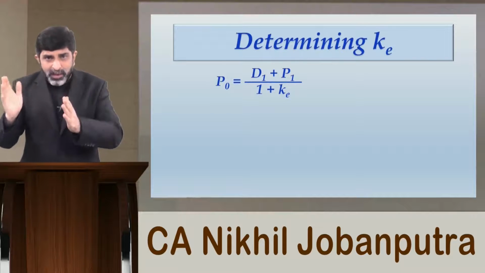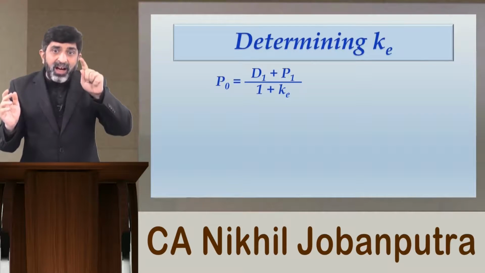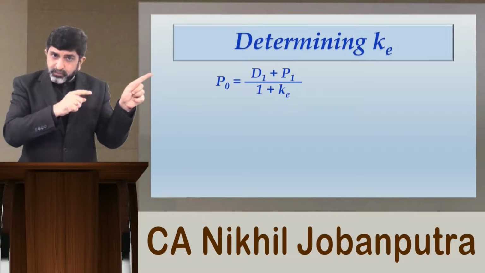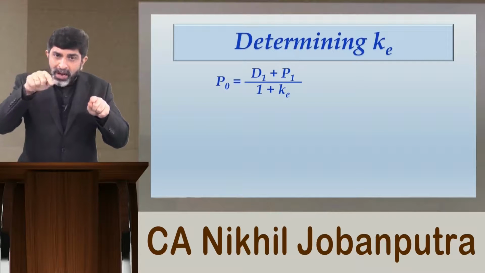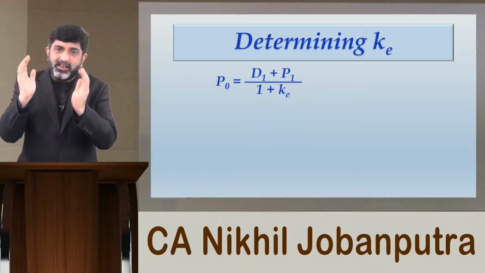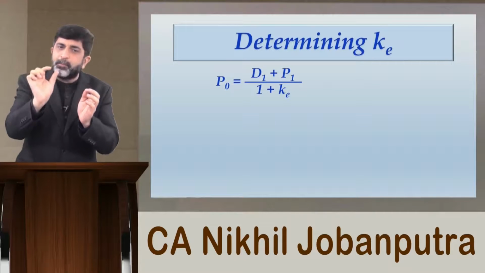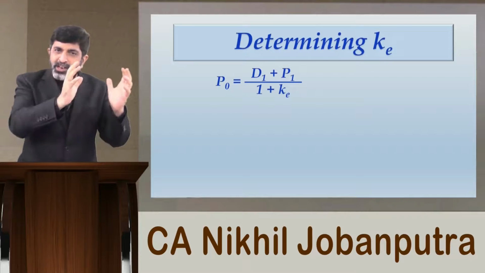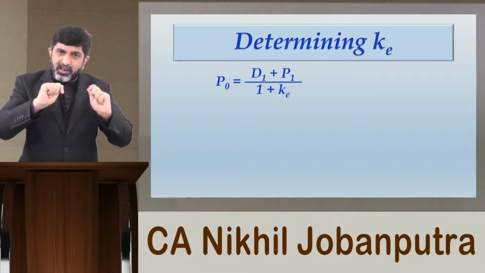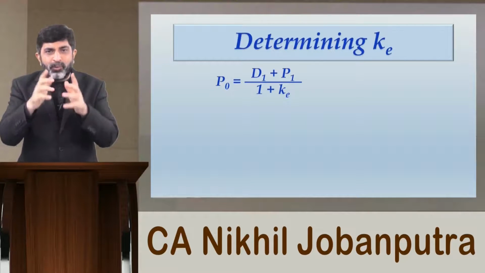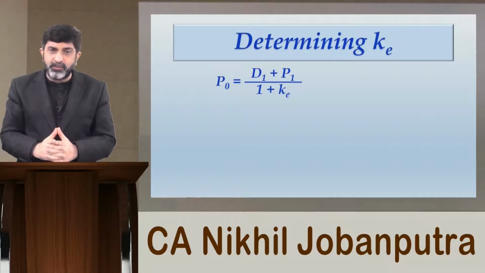So, D1 plus P1 is the amount of future cash flow and 1 plus KE is the factor. Instead of 1 plus I, we are putting 1 plus KE. So, future cash flow divided by 1 plus expected rate of return will give you what? The present value of your future cash flows.